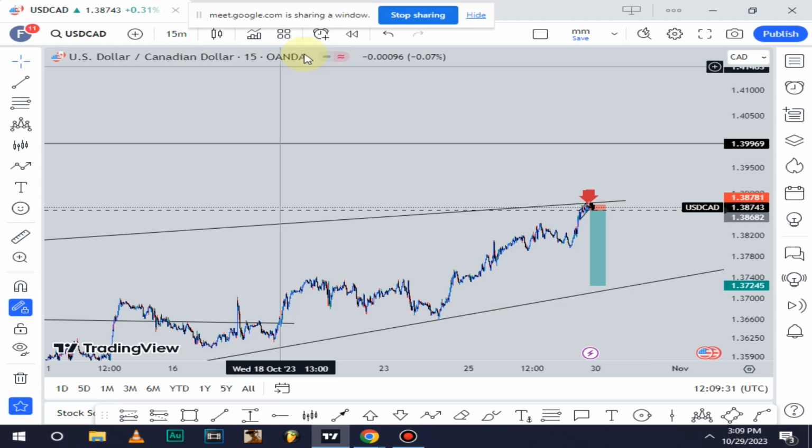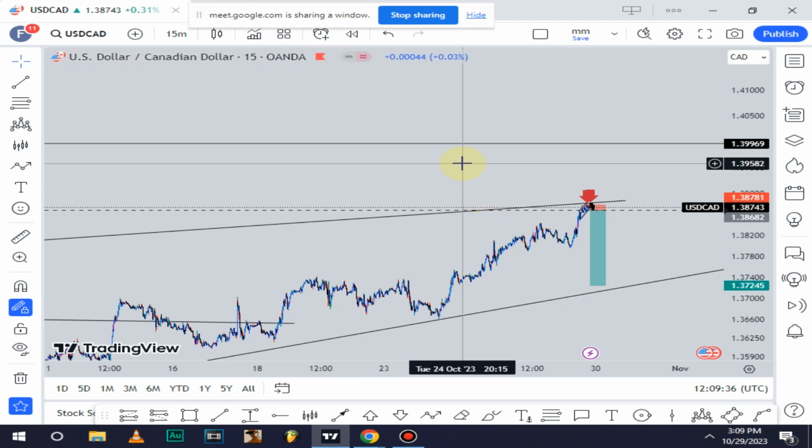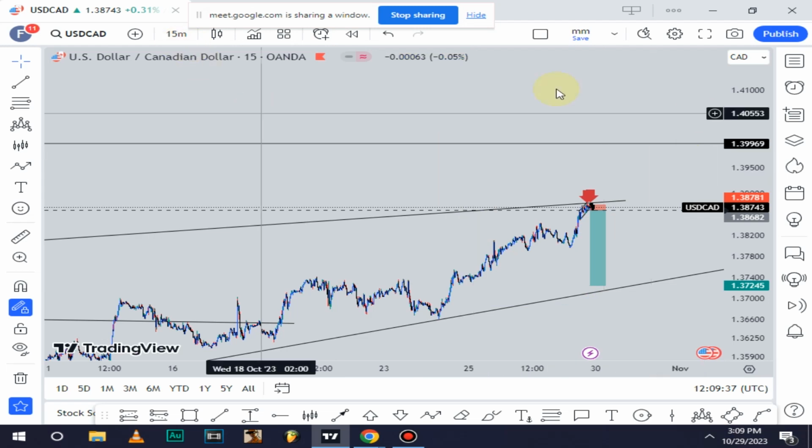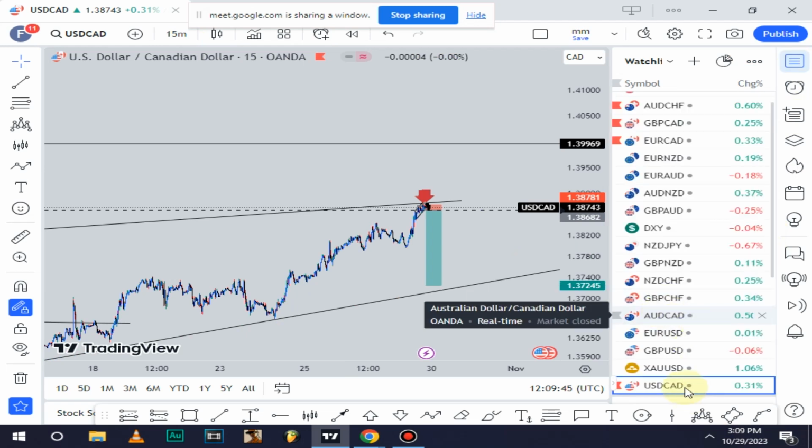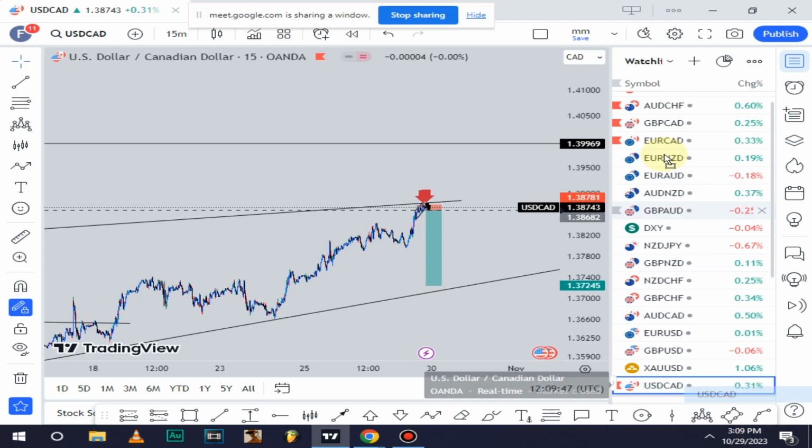So USD CAD, I'll add this to my watch list, and maybe I'll try to see if I can take the trade. But like I said before, I have a bad history with this pair, USD CAD. So if my stop loss gets hit, then I'm going to blame the person who said we should take USD CAD.